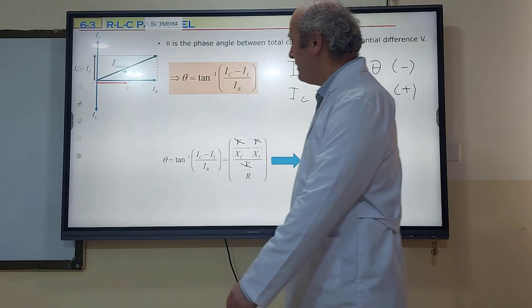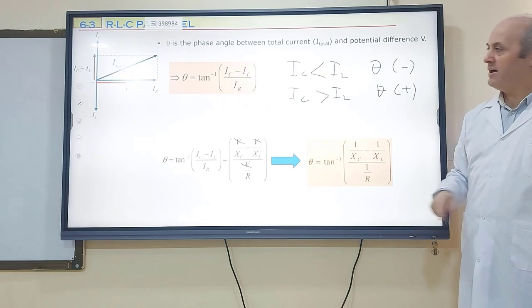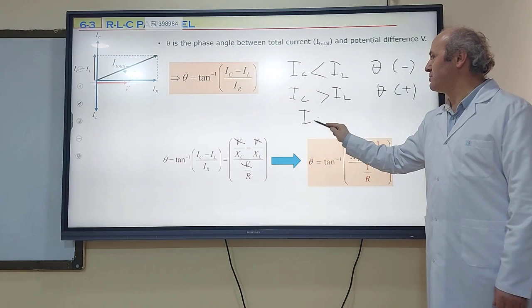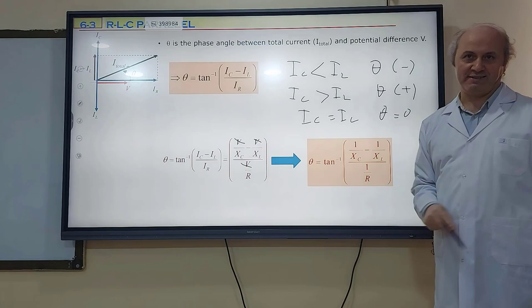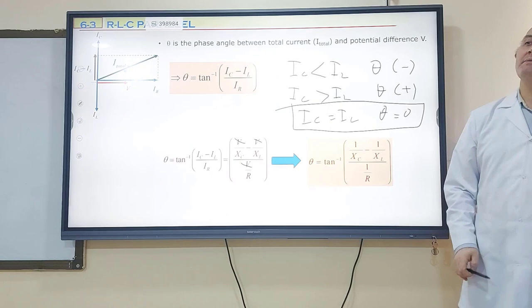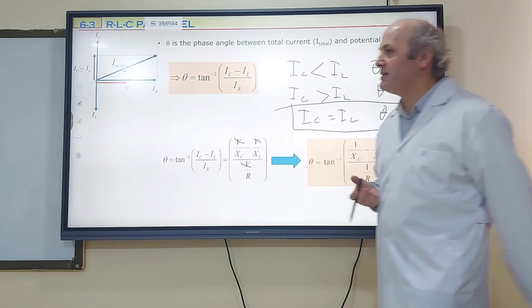Okay. Here I said that if IC is less than IL, theta is negative. If IC is greater than IL, theta is positive. What if IC is equal to IL? Theta is zero. What is this called? Resonance. Well, we will come to this title. If IC is equal to IL, this parallel circuit is resonating. What does resonating mean? I will talk about it now.